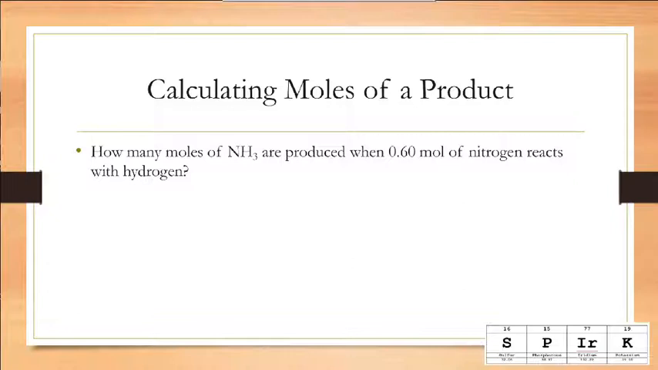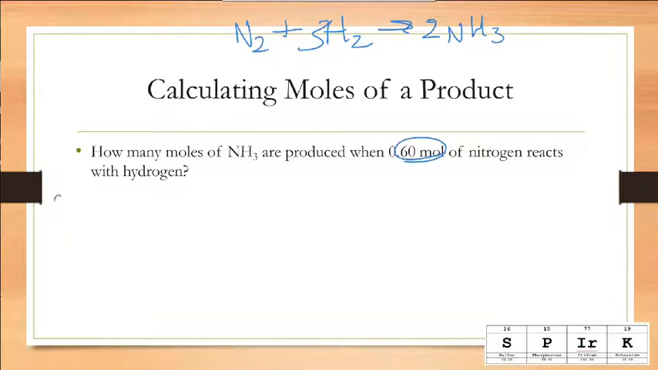So how many moles of NH3 are produced when 0.60 moles of nitrogen reacts with hydrogen? So let's write down our chemical equation that we just had on the previous slide. So we had N2 plus 3H2 yields 2NH3. And we're going to start with what they tell us, just like we've done in the past. So 0.60 moles of nitrogen. And we want to get to, it says, how many moles of NH3 are produced.